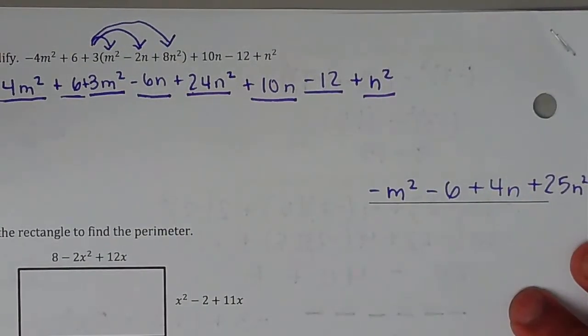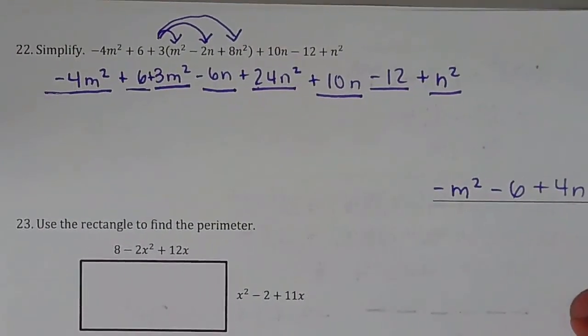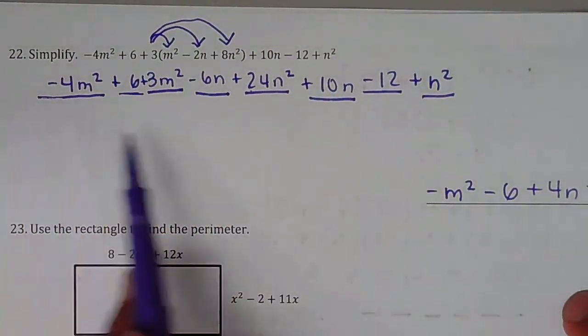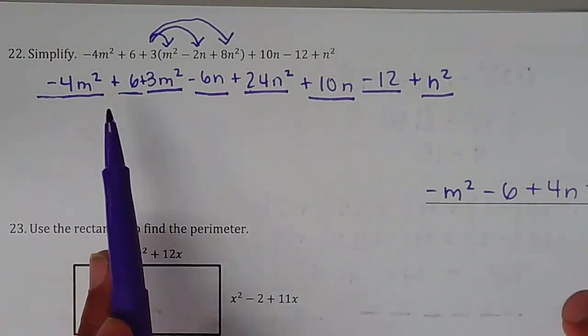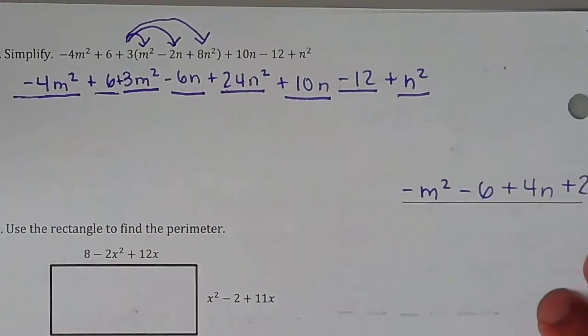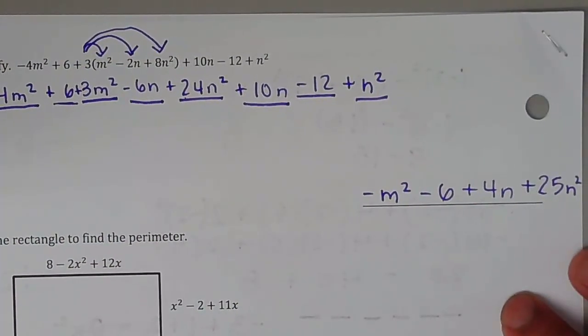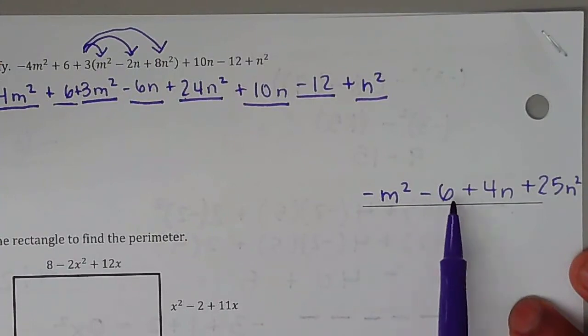Final answer. So notice how this looks complicated at first, but then we just took it one step at a time, underlining each of those terms. That gives us negative m squared minus 6 plus 4n plus 25n squared.